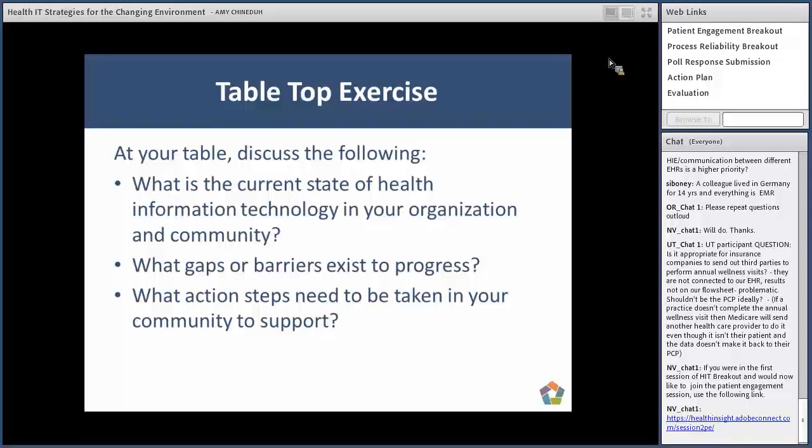Actually going to take just 2 minutes now to ask you, at your tables or on the online chat, to discuss the following. What is the current state of health IT in your organization and community? What gaps or barriers exist to progress? And what action steps do you see needing to be taken to support your community's progress? Again, please join with the folks in the room and discuss that at your table. And those online, feel free to communicate your thoughts on this through the chat window.